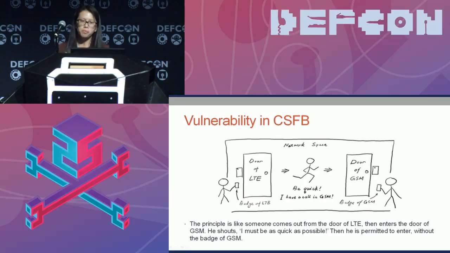So the whole principle is like this: the network has different doors. For example, the left one is the door for LTE, and the right one is the door for GSM. No matter which door the subscriber wants to enter, the door requires the subscriber to show the badge of this door. And once the badge passes the check, the subscriber enters the network space. Now there's one exception. When the subscriber goes out from the door of LTE, he shouts, be quick, I have a call in GSM. So in this urgent, special case, the door of GSM does not check his badge.